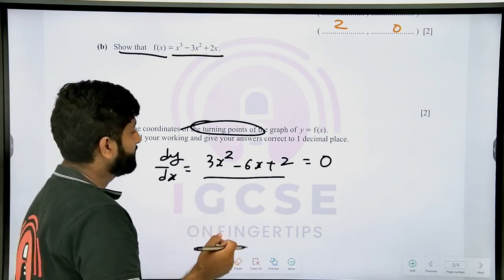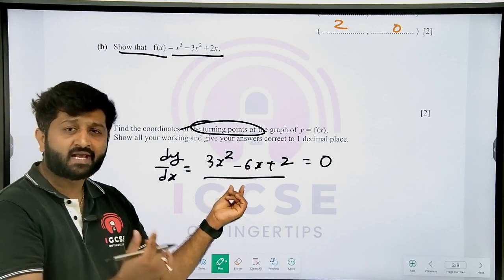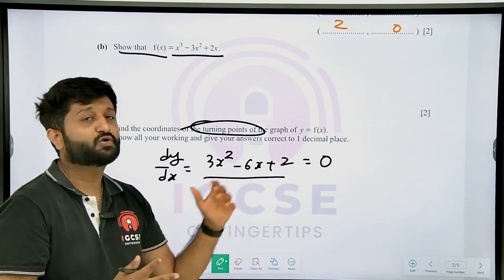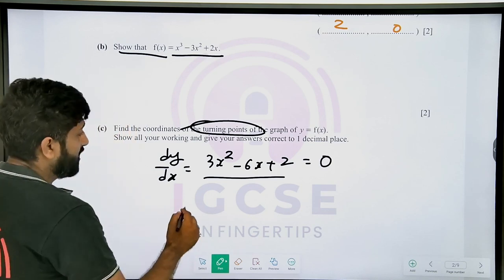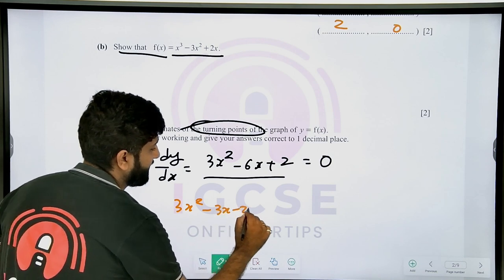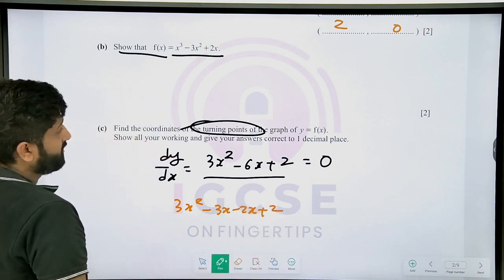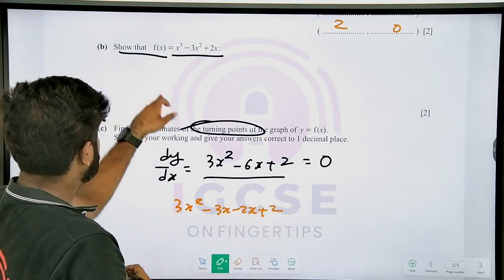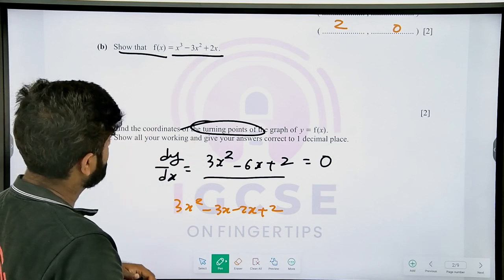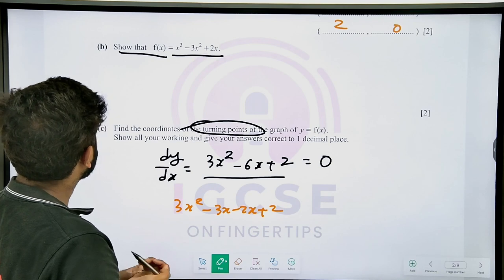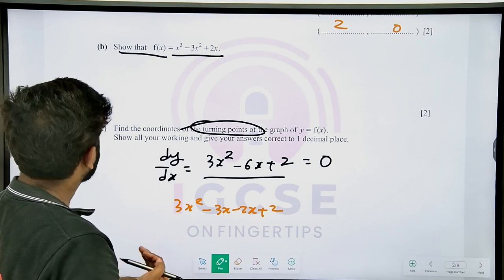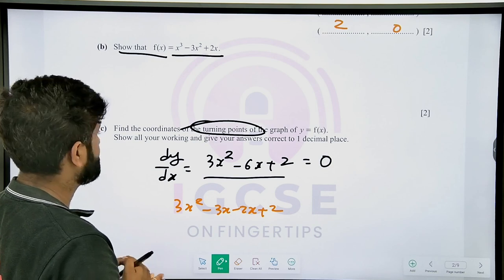I'll have to split the middle term in such a way that on addition I should get negative 6 and on multiplication I should get positive 6. Now, what are those terms? I think minus 3x minus 2x. Sorry, my bad. Just a second, I think I have made a small mistake. 3x² minus 6x plus 2.